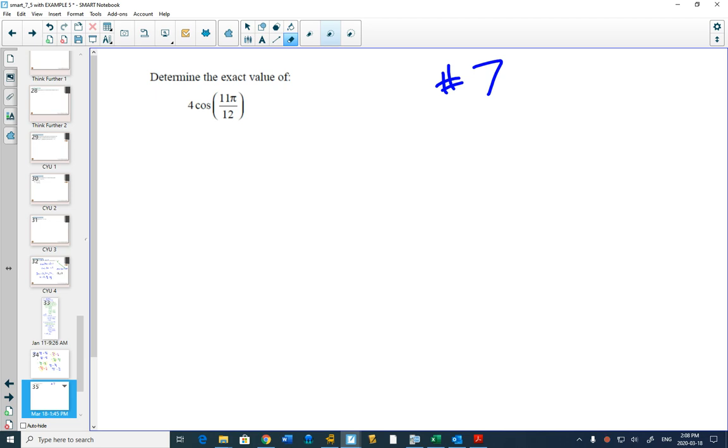But having that 4 in front, some students like, oh, I've never seen a 4 before in my life. I can't do this question. So sometimes you have to realize it's the same idea, just figure out the cos of 11 pi over 12 separately first, then take your final answer and multiply it by 4.